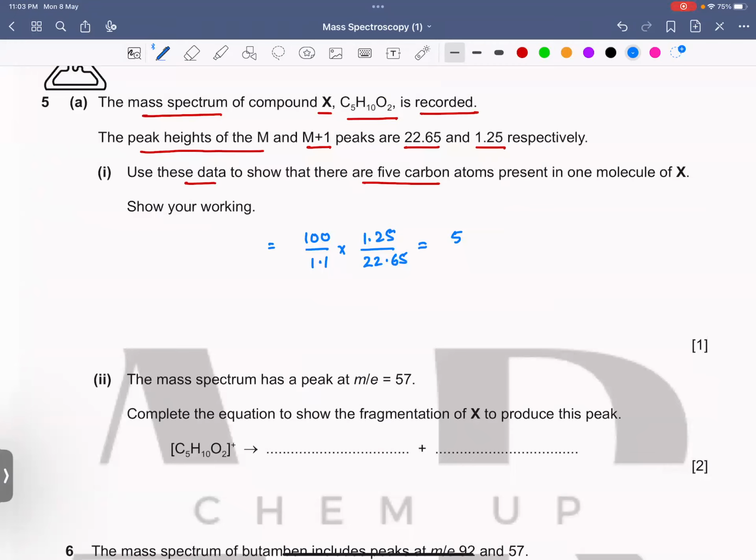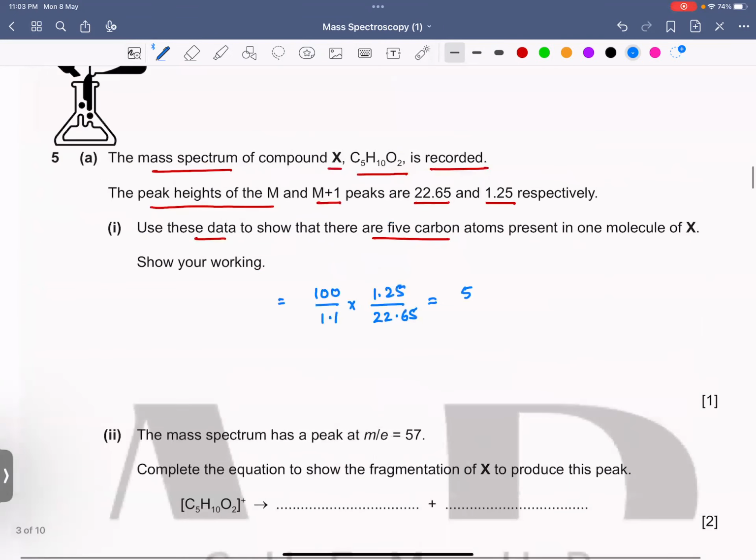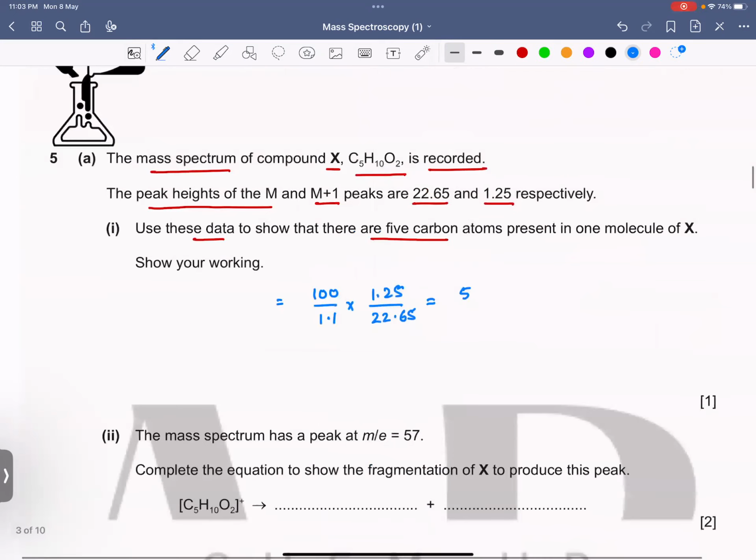Sir, basically this 100 upon 1.1 is constant, and the rest we multiply with whatever values the question gives for m and m plus 1. Yes, exactly. The smaller would always be m plus 1 and the bigger would always be m. So we take their ratio, m plus 1 over m, and multiply by 100 over 1.1 to find the number of carbon atoms.